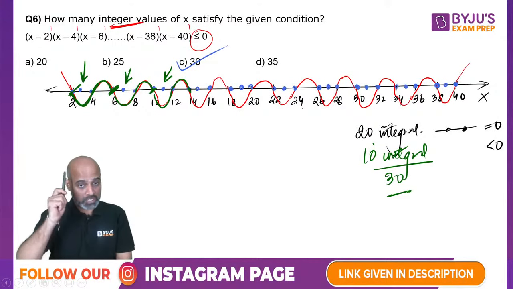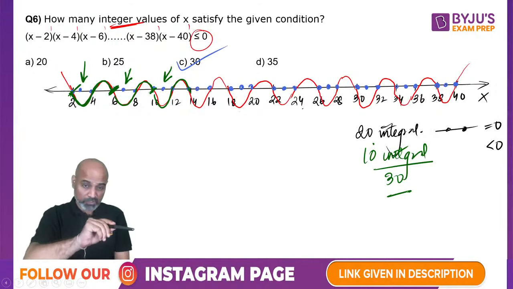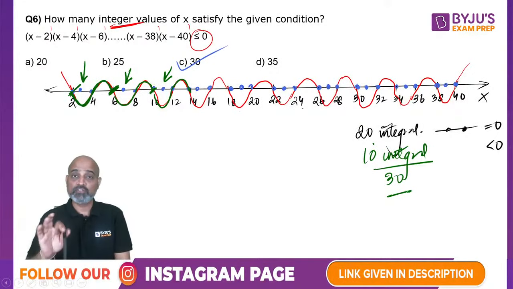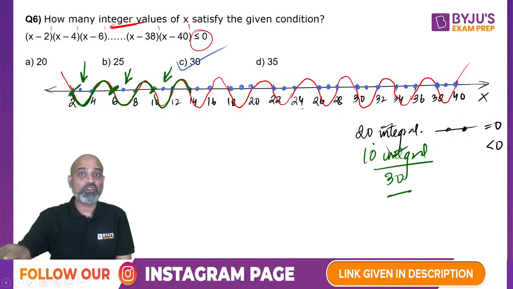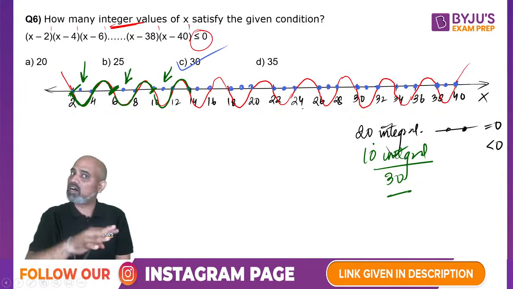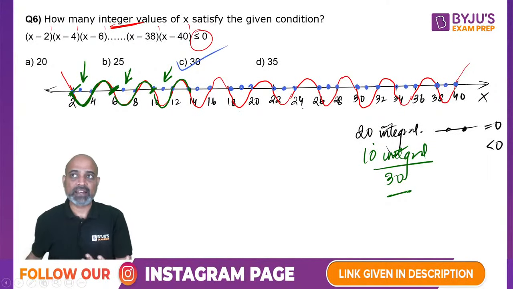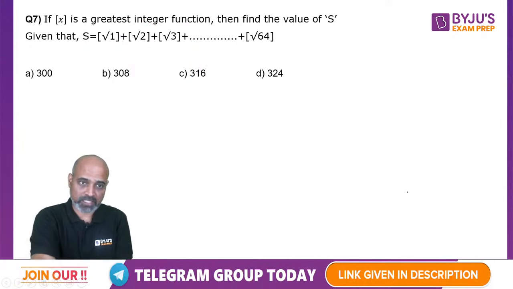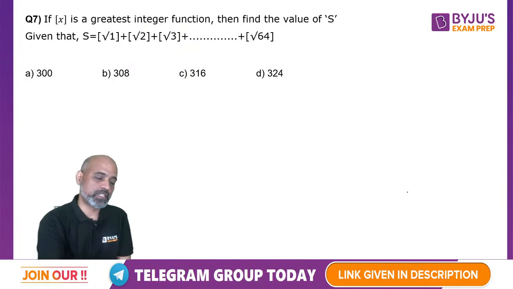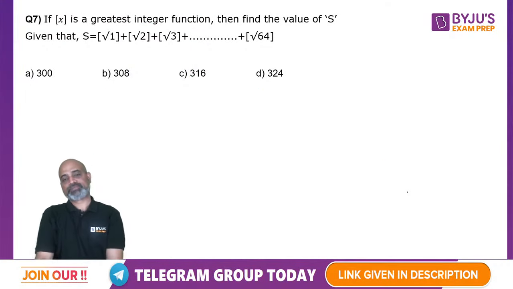Now, the question that is coming to your mind, sir, do we have to write down all these integers? Unfortunately, without writing it down, if you are not able to figure out where you will get it and where not, you will have to write it down, right? There is some pattern which you will have to figure out on your own. Okay, so total 30. So Akhil and Zen both answer 30. 30 is the answer. Next one, the greatest integer function.